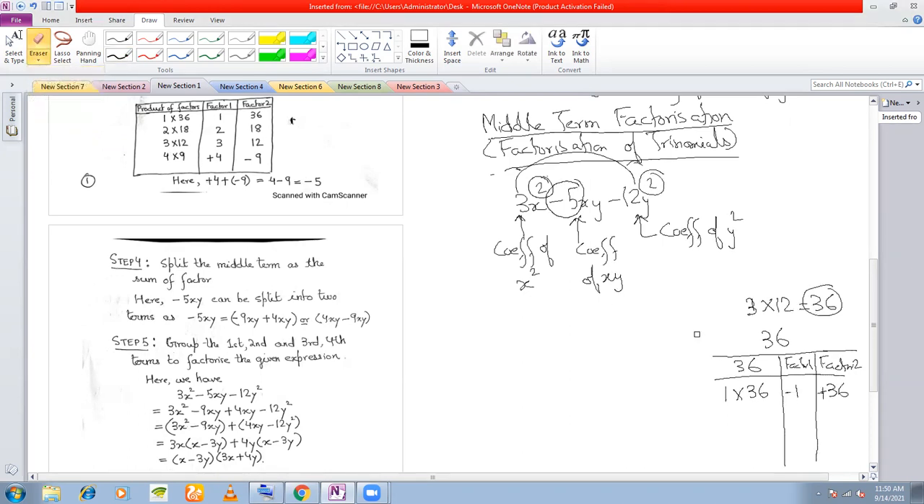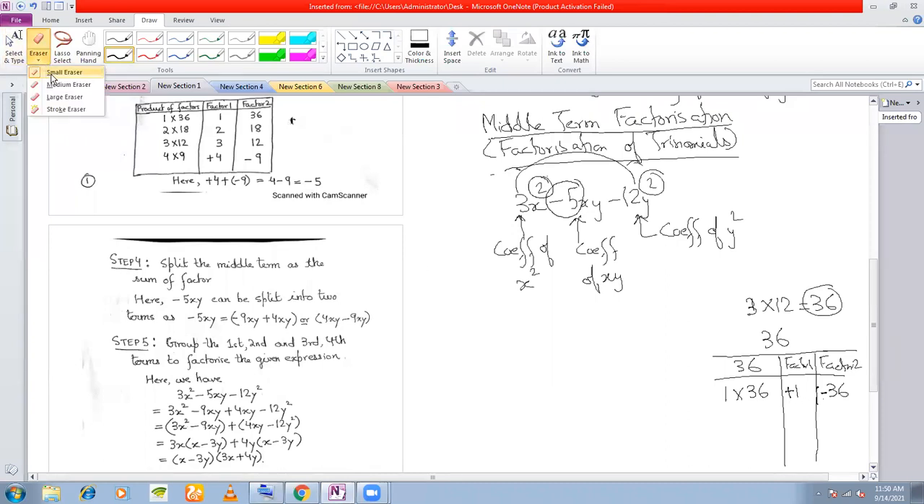Now, instead of this, if I take plus 1 and minus 36 this time, try all the combinations. Plus 1 and minus 36. Is it possible to get minus 5? It is not possible, right? Because minus 36 plus 1 will give you minus 35. So it is not possible.